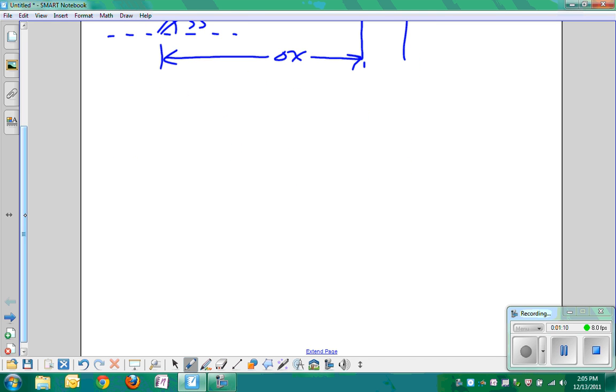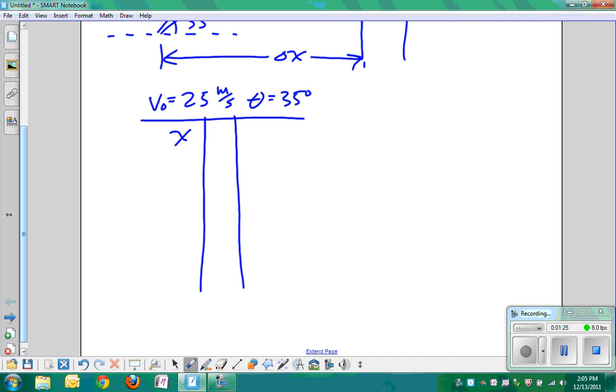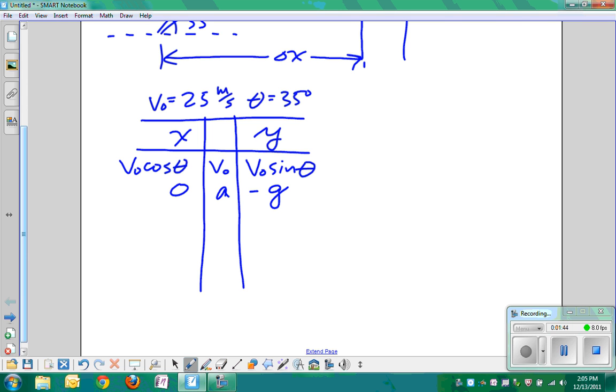For projectiles, we're going to use that double barrel table, right? So we know that V naught is equal to 25 meters per second at an angle theta equal to 35 degrees. So here's our double barrel table. We got the X stuff, we got the Y stuff. And V naught is going to be V naught cosine theta for X and V naught sine theta for Y. And then what's the other thing that's always the same? Acceleration. Acceleration in the X direction is 0, in the Y direction, negative G.